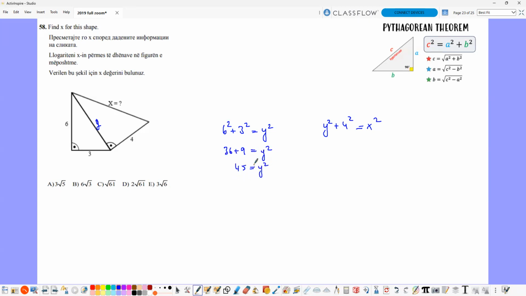There's no need to find y equals root 45 here, because in the second equation, I'm going to directly use 45. 45 plus 16 is equal to x squared. This is 61, it's going to be x squared. But the question is not asking for x squared, it is asking for x, which means that x is equal to the square root of 61. And here, this is C. We didn't write the negative root because we are talking about distance. Distance cannot be negative.